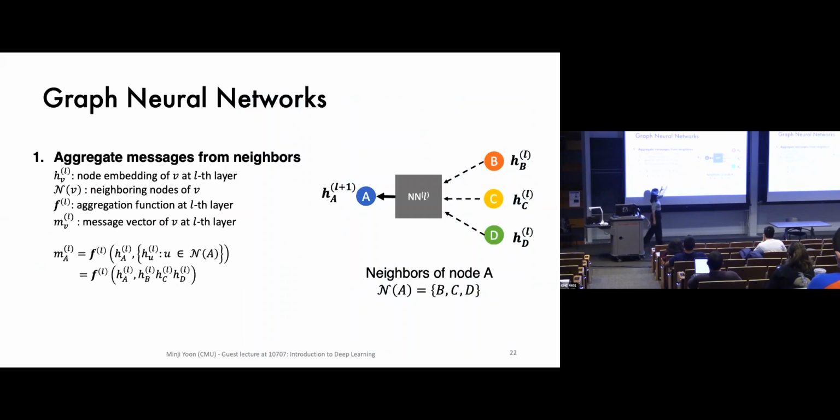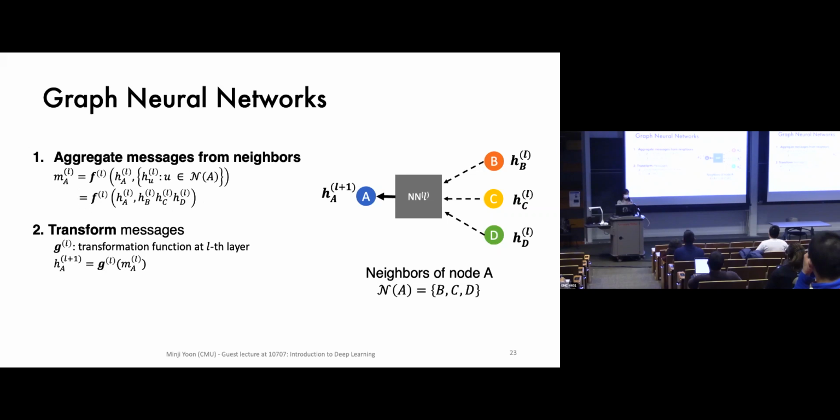So what happened in this? There are two operations. The first operation is the aggregation operation. So let's say h_v^l is the node embedding of v at the l-th layer, and N(v) is the neighboring nodes of v. So here, when I ask N(A), it denotes B, C, D, its neighboring nodes. And then f^l is the aggregation function at the l-th layer. And this aggregation function will receive the target node embedding and its neighboring node embeddings. So for A, the neighboring nodes are B, C, D. So the input for this aggregation function will be h_A^l, h_B^l, h_C^l, and h_D^l. And the output of this aggregation function will be the message vector aggregated toward the target node v at the l-th layer.